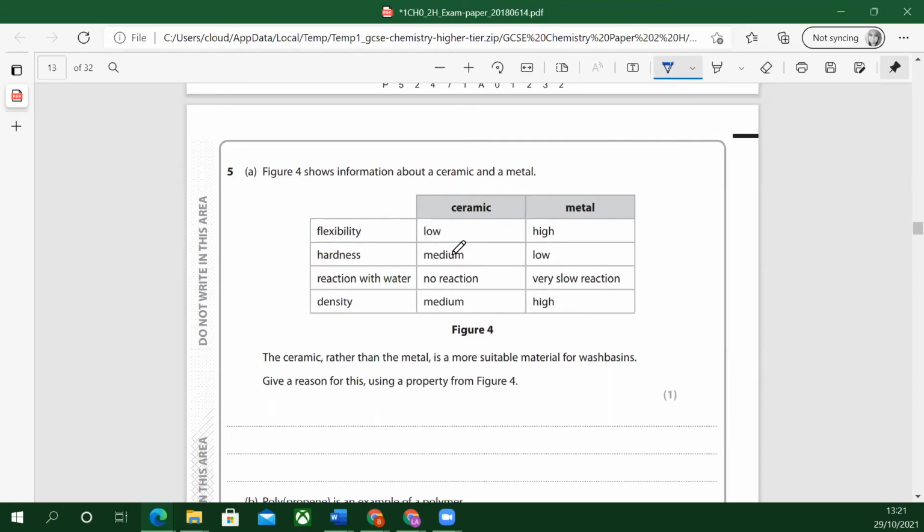Hardness: ceramic, medium, I suppose you can't really scratch it that easily. Metal, low. Reaction with water: ceramic, no reaction, you can wash a plate. Metal, very slow reaction, because metals do react, even if they're not too reactive, very slowly with water. Density: ceramic, medium; metal, high. If you had a solid metal plate, it would be quite heavy to pick up.